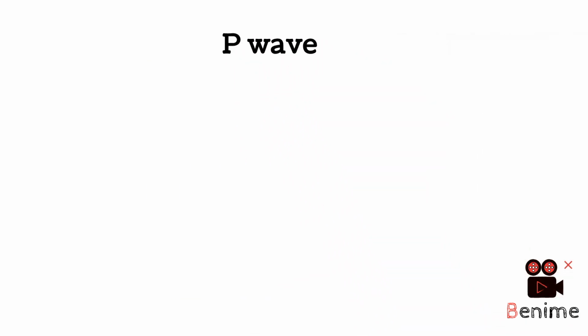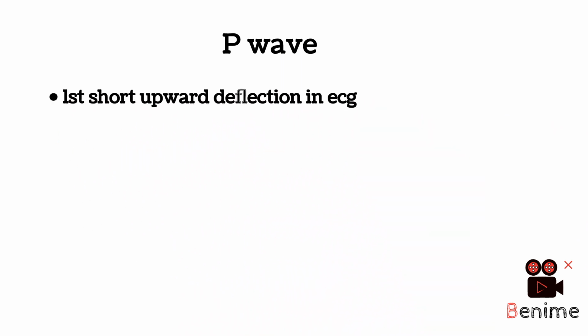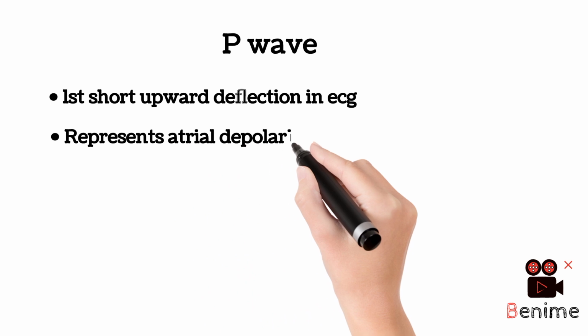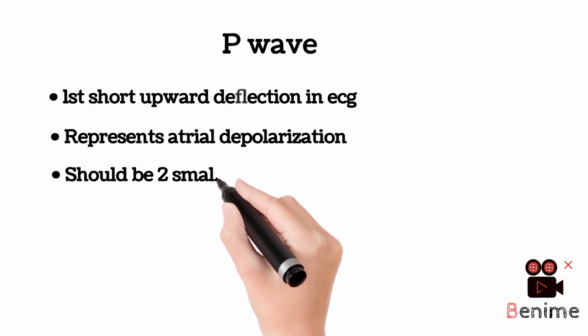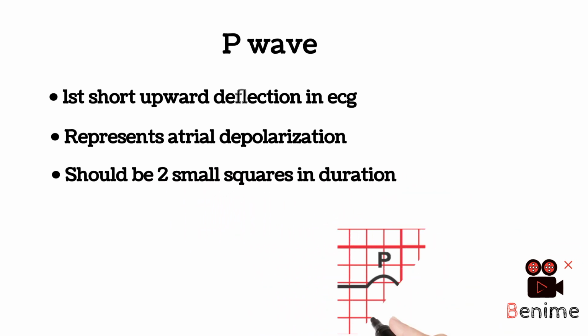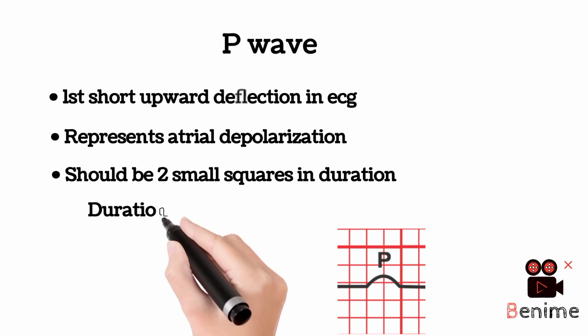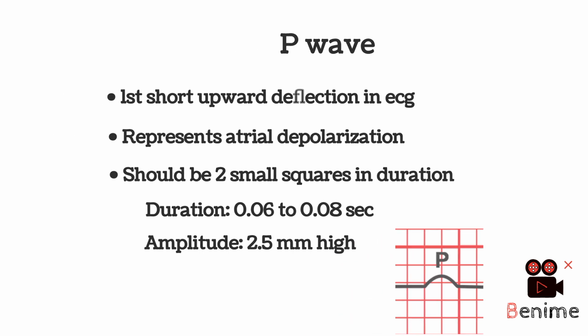So now, what is the P wave? It is the first short upward deflection in the ECG. It represents atrial depolarization, or you can say atrial contraction. It should be 2 small squares in duration. If the duration increases beyond 2 small squares, then this indicates pathology. We are not going to discuss that in this video. So the P wave should be around 0.08 seconds, with an amplitude of 2.5 millimeters high.